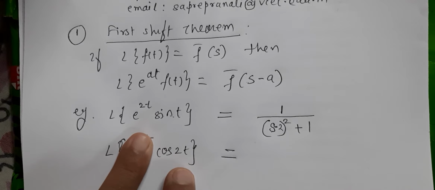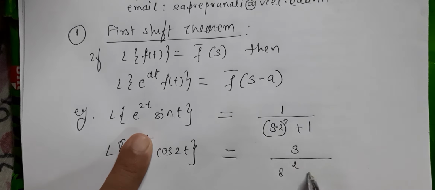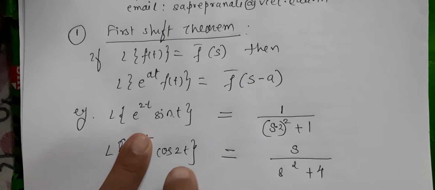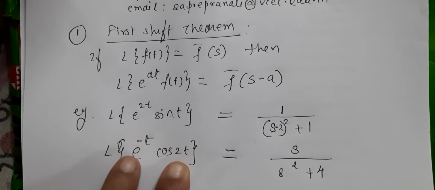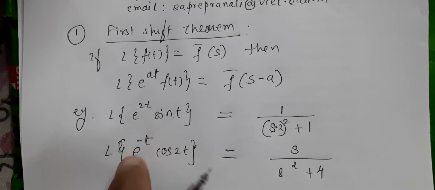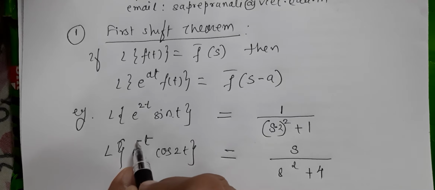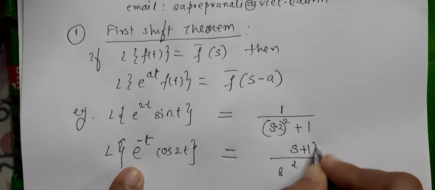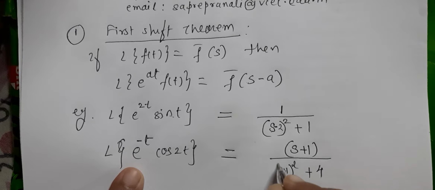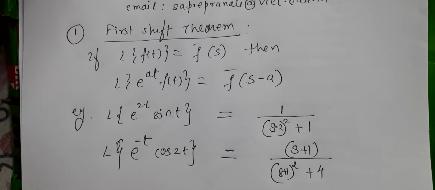What is Laplace of cos 2t? Laplace of cos at is s upon s square plus a square. S upon s square plus a square, that is 4. That is Laplace of cos t. It is into e raised to minus t. So we have replaced s by s minus a, opposite sign. This is minus 1, so minus minus plus. So replace s by s plus 1. So this s will be replaced by s plus 1. This s will be replaced by s plus 1. And it is Laplace of e raised to minus t into cos 2t.